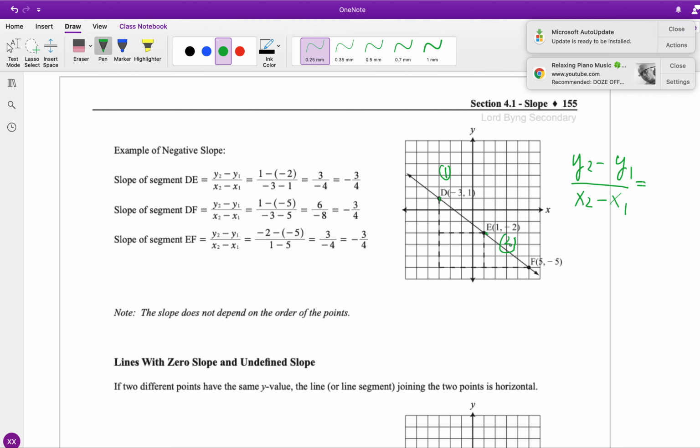So then this one is negative 2 subtract 1 over 1 subtract negative 3, which is positive 3. So then that is negative 3 over 4. You can change that. You can treat this as the second point and this as the first point, and you get exactly the same thing.